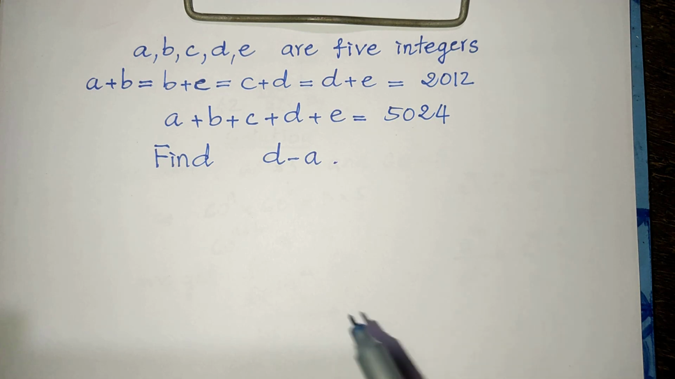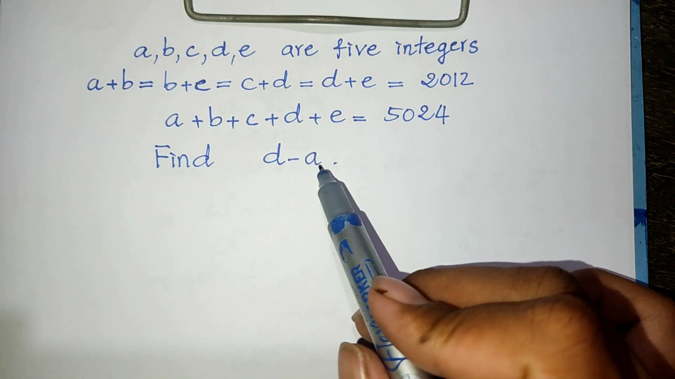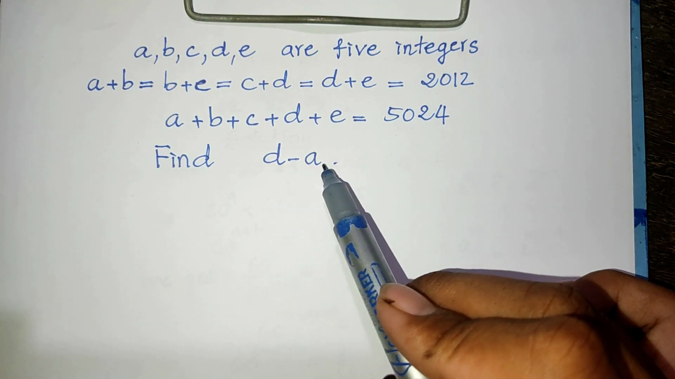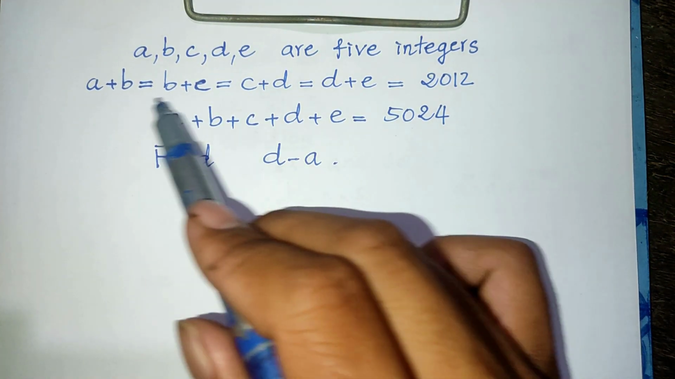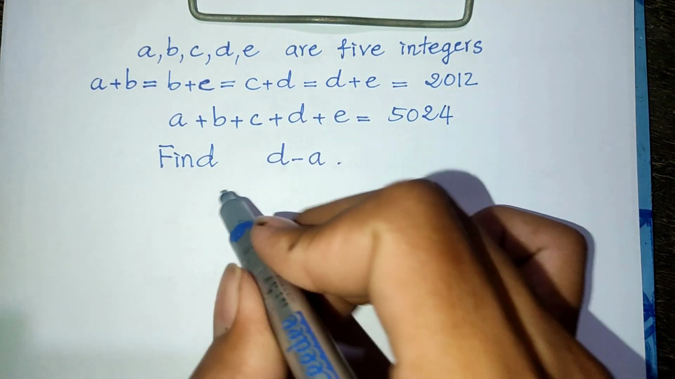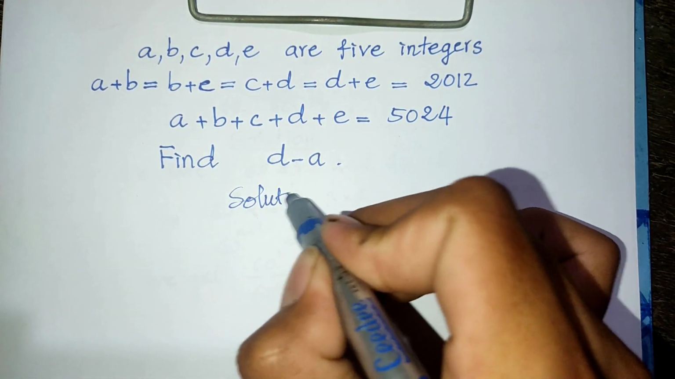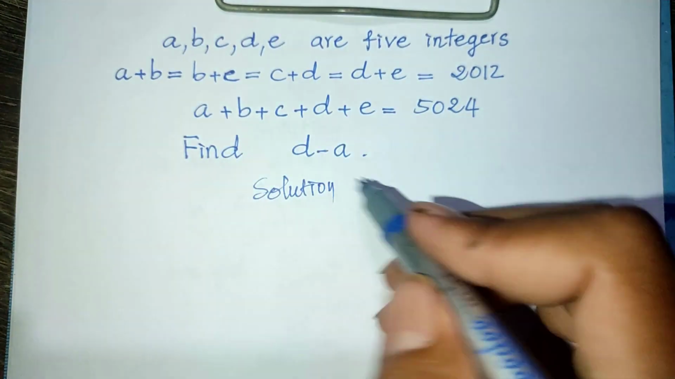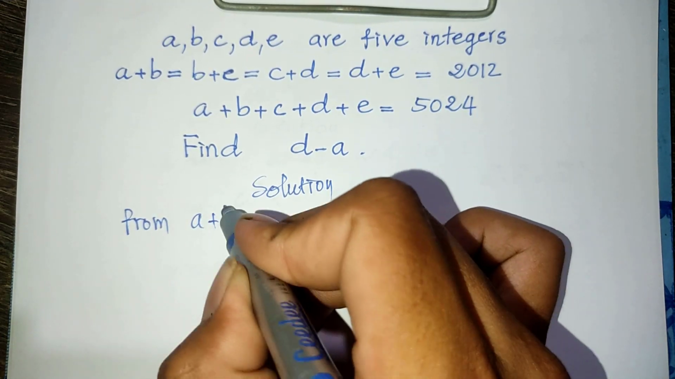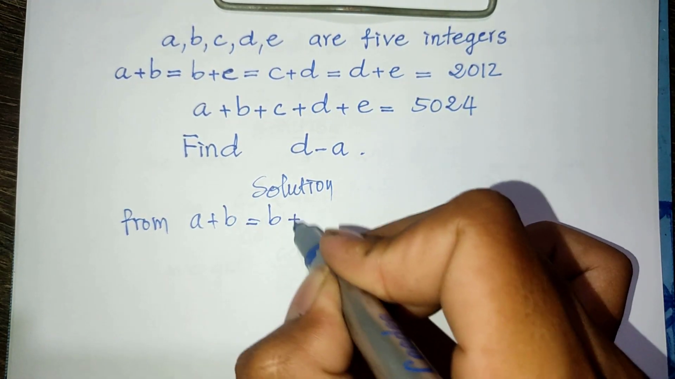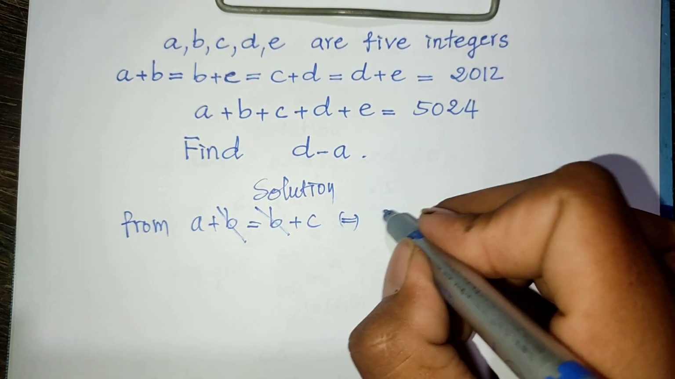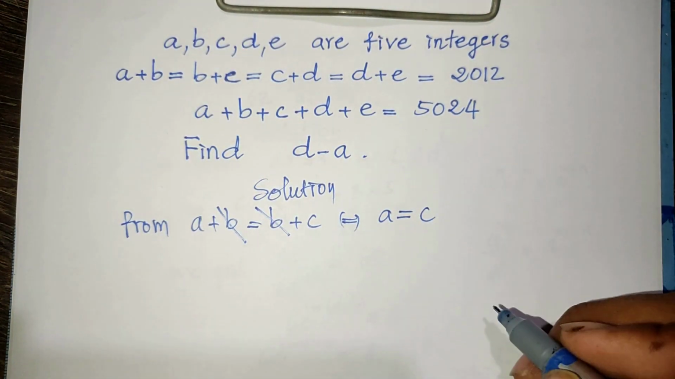Okay, to find the value of D minus A, we must find the value of D and the value of A. So now we have this. Now use the equations that we have. A plus B equals B plus C. So if we simplify it, we get A equals C.